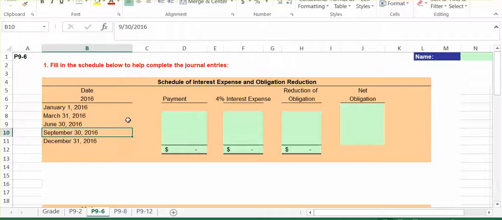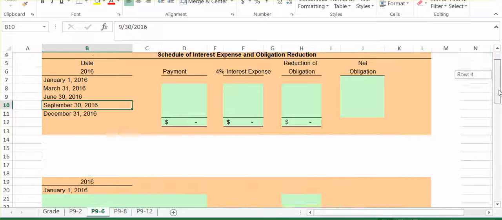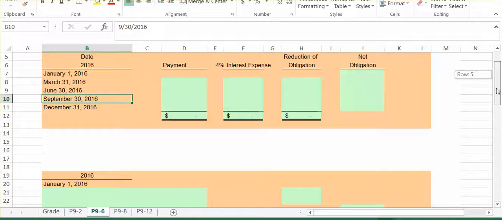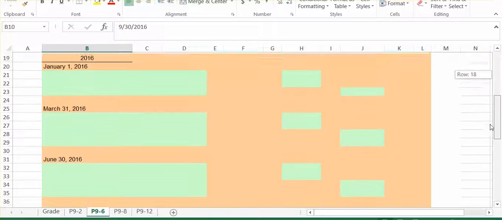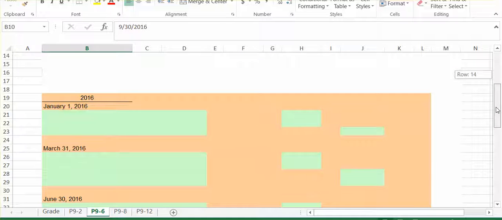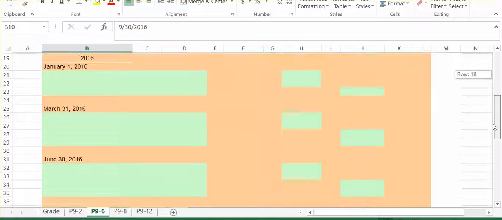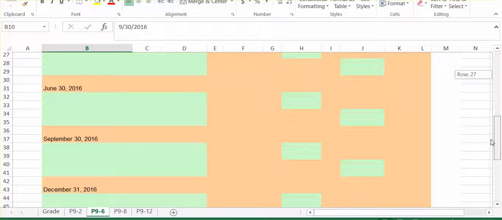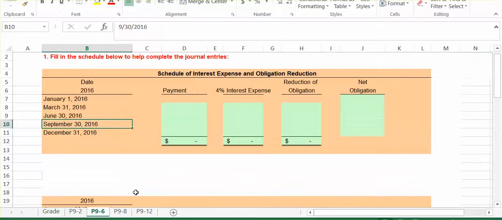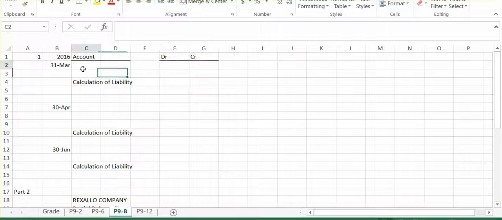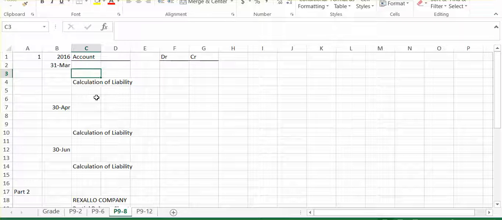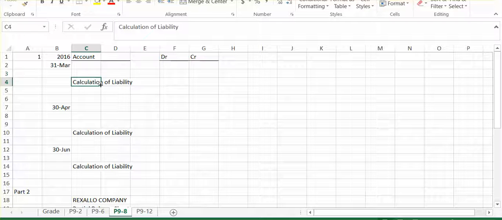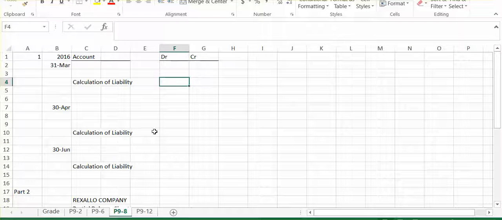For 9.6, you have a little bit fancier template. It came from the publisher, that's why. But you can see the journal entries and how they're designed to be presented to you. It gives you some help in where you need to go and what dates you need to use. And then the same thing goes with these journal entries in problem 9-8. Notice you do need to show your calculation for these.